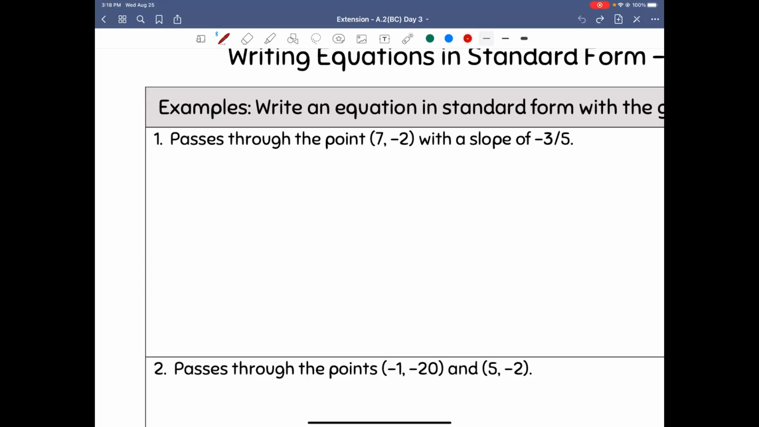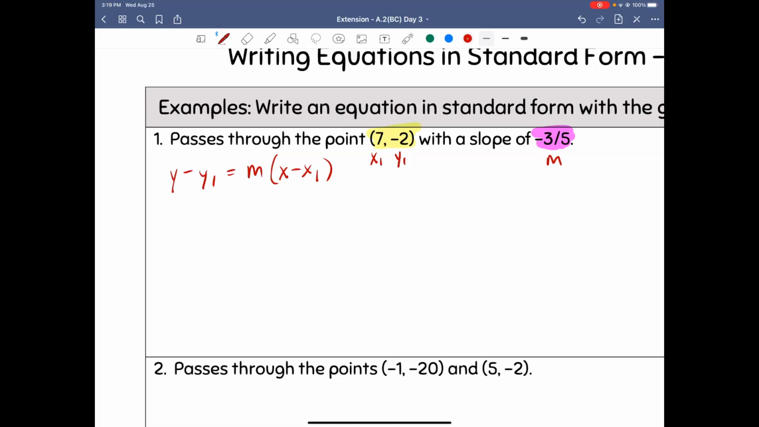In example 1, we want to write the equation in standard form that passes through the point (7, -2) with a slope of -3/5. In this case, because we're given a point and a slope, we're going to write this in point-slope form to start. y - y1 = m(x - x1), where my x1 is 7, my y1 is -2, and my m is represented by -3/5.